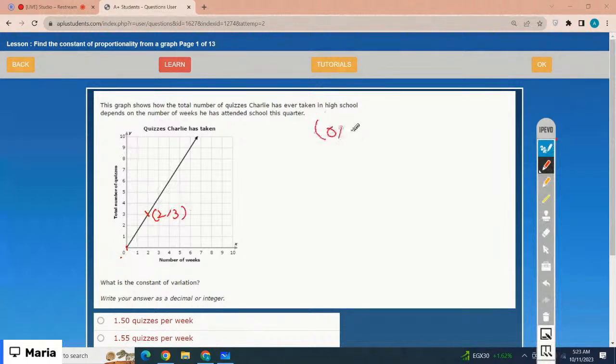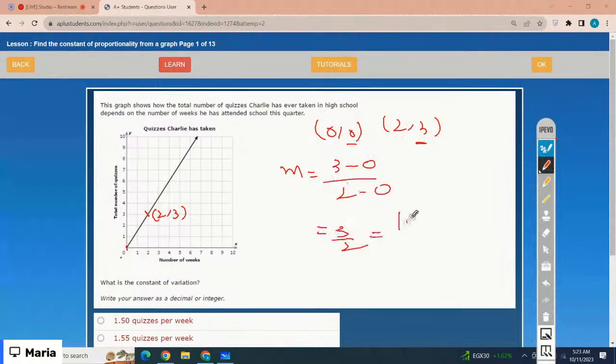Okay, the points are 0, 0, and 2, 3. Let's just calculate the slope. The slope is change in y, 3 minus 0, over change in x, 2 minus 0. That is 3 over 2, and 3 over 2 equals 1.50. So the correct option is 1.50 quizzes per week. Got it? Option number 1 is the correct option.